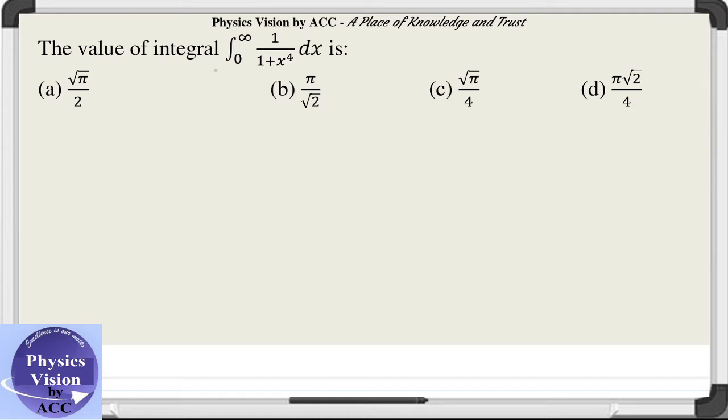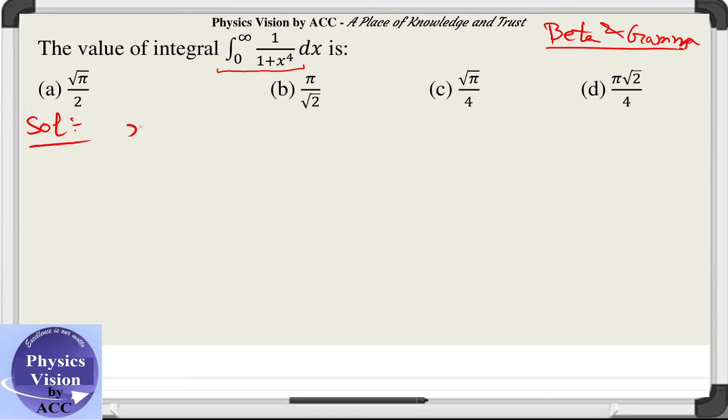The given question is we need to calculate this integral. It's a very important question and it can be done in different ways. We will make use of beta and gamma function in order to calculate this integral. Okay, this can be done by complex analysis as well, but we'll do it this way. So let us start the solution.